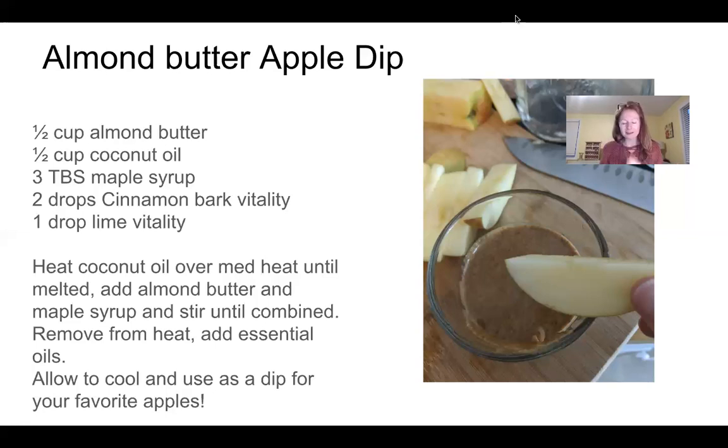If you're not a big fan of lime, you could make it without the lime and just have the cinnamon bark vitality. But maybe just try a little bit with the lime, because it just adds that zing. It's like that flavor sensation. All right, and this is a super easy recipe. You just basically are melting your coconut oil and your almond butter together, your maple syrup, and then when you take that off the stove, you drop in your oils, let it cool a little bit, and it's ready to go. Okay.